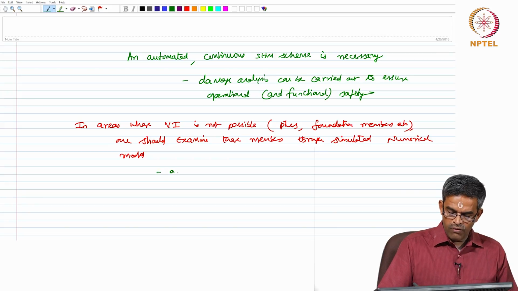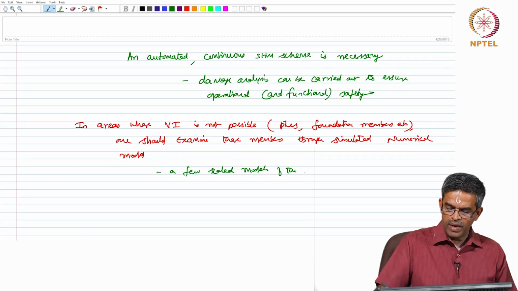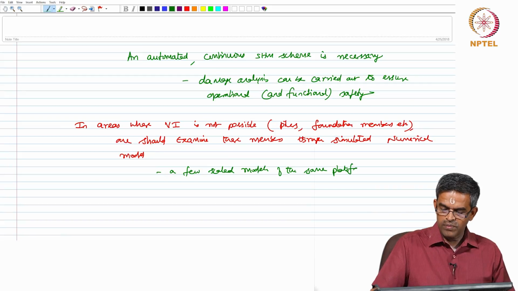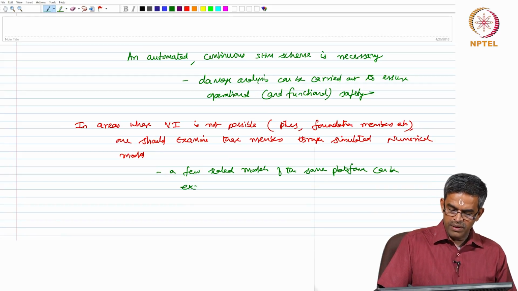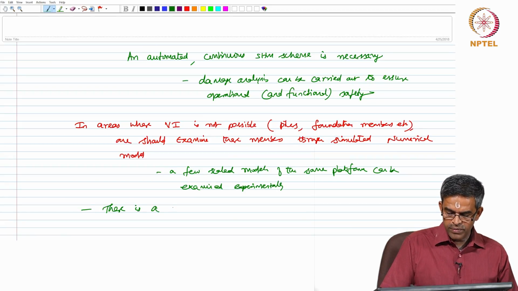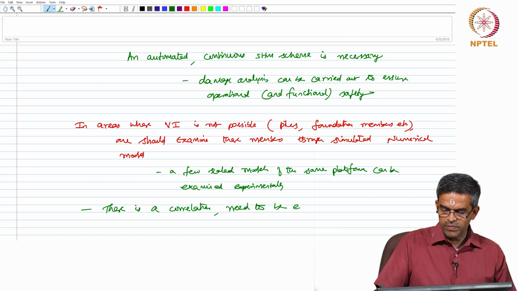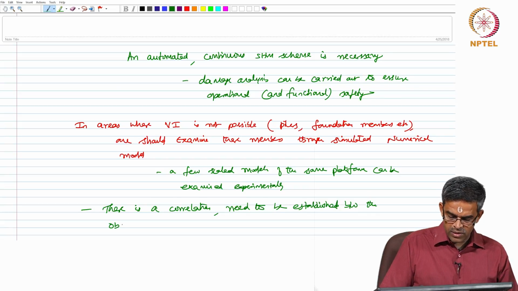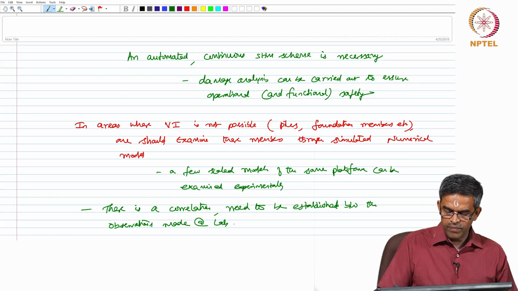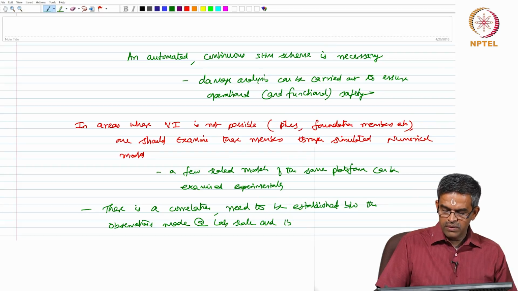Whereas, a few scaled models of the same platform can be examined experimentally. So, now there is a correlation required which need to be established between the observations made at lab scale and that of the real scale.